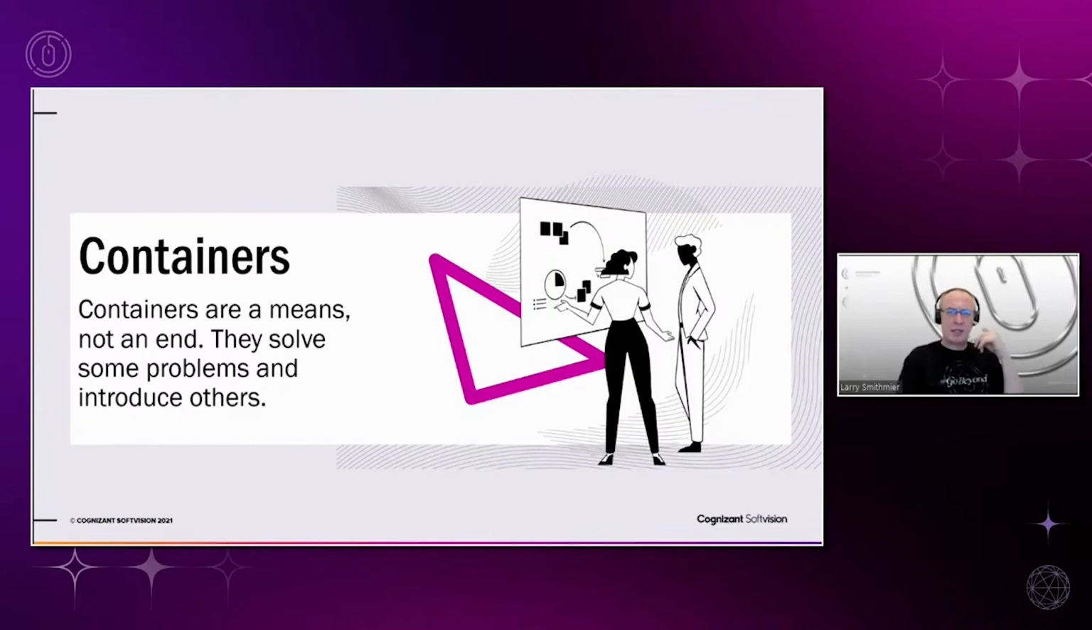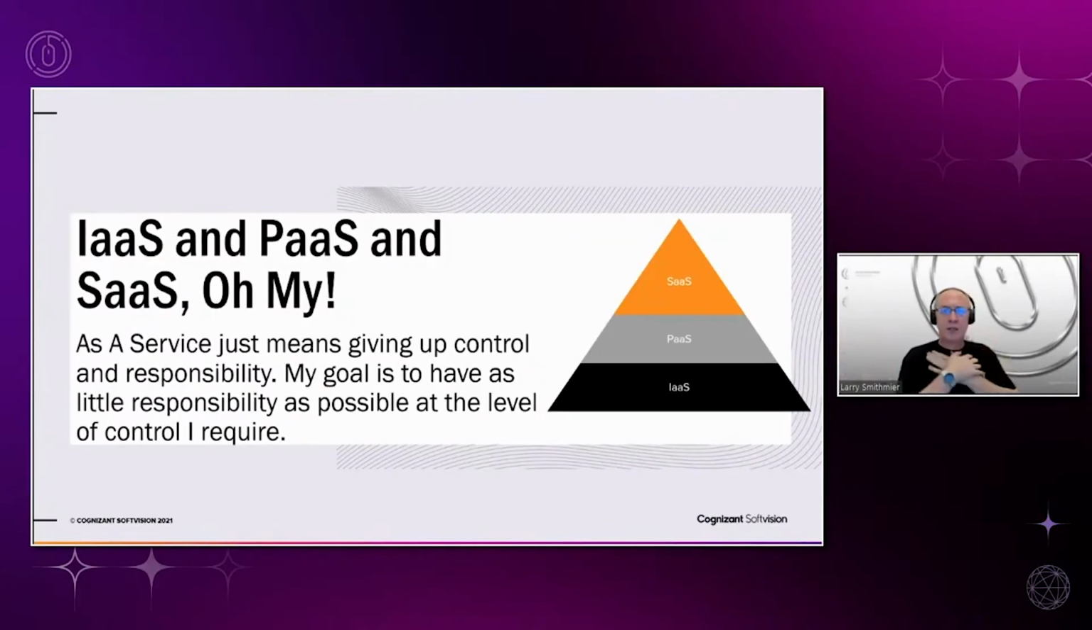And one of the reasons that I say that is because I like to talk about platform as a service, PaaS, software as a service, and infrastructure as a service. Okay? Those are really, when we're moving to the cloud, those are the terms that we should have in our head. And as a service, really, when it says as a service here, it just means that we're giving up control, but it also means that we're giving up responsibility for certain aspects of our environment. So my goal is to have as little responsibility as possible.